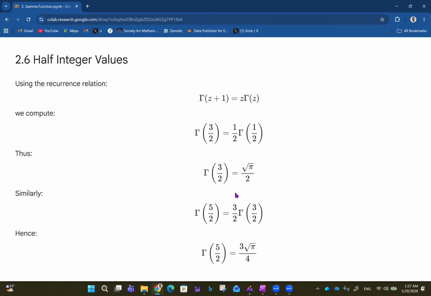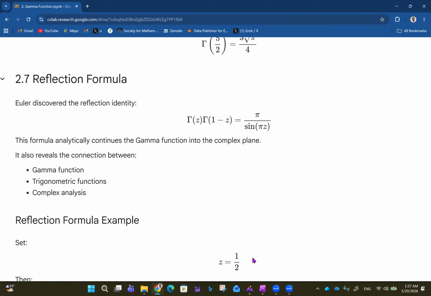Similarly, gamma 5 over 2 is 3 over 2 times gamma 3 over 2. And we know gamma 3 over 2 from here is root pi over 2. So 3 over 2 times root pi over 2 is 3 root pi over 4. Like that. And then we have the reflection formula.